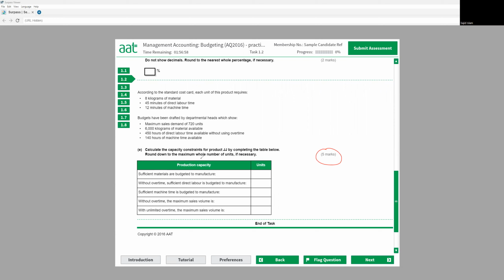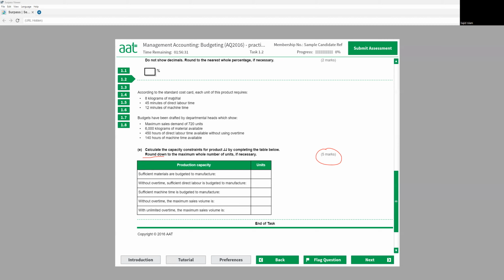Calculate the capacity constraint for the product JJ by completing the table below. Round down, not up, to the maximum whole number of units if necessary. Okay, let's try the first one. Is sufficient material budgeted to manufacture? So the materials we have, how many units can we make?